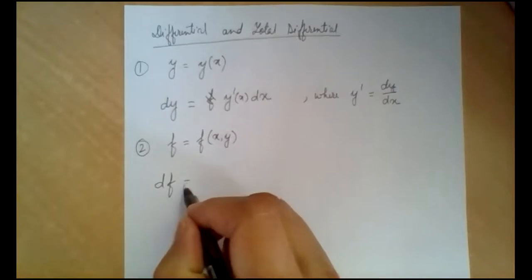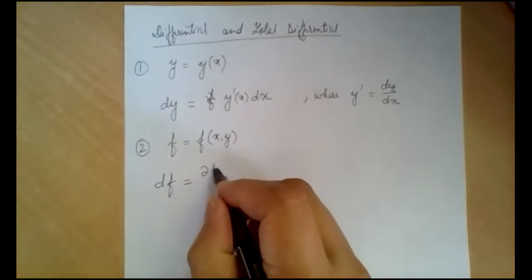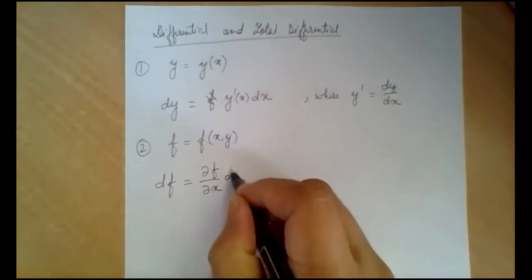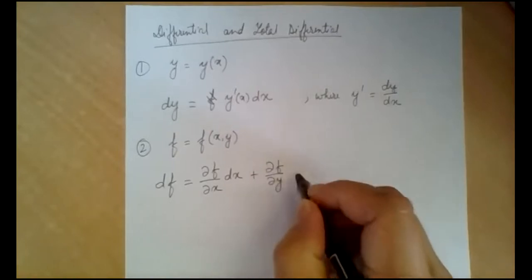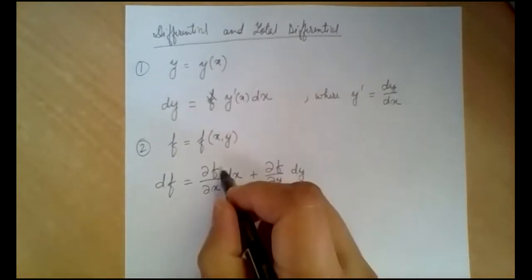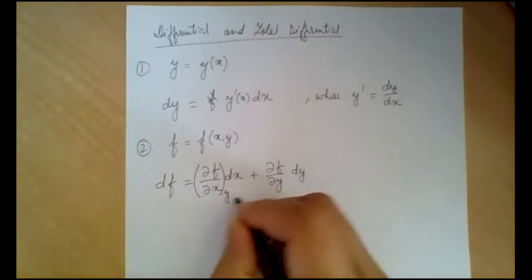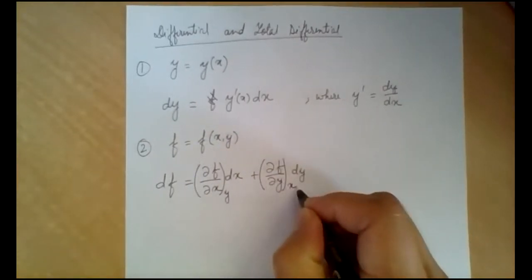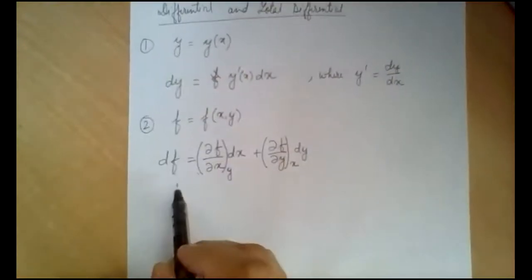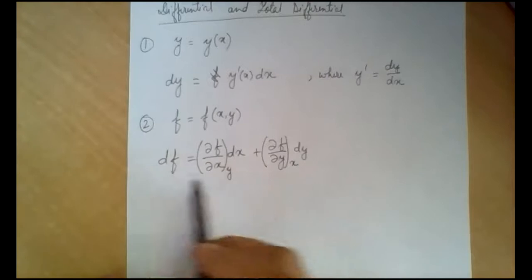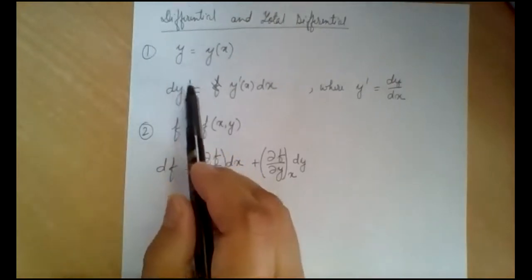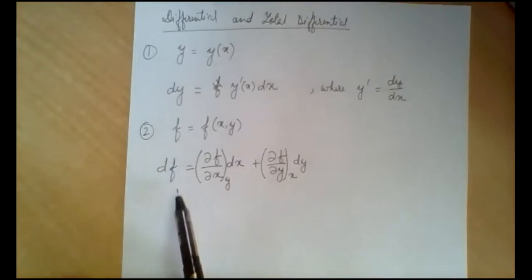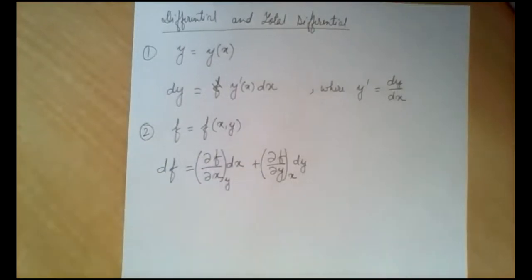So this is equal to del f by del x times dx plus del f by del y times dy. Del f by del x is calculated at constant y, and del f by del y is calculated at constant variable x. This is called the total differential of the function f. From the one-dimensional differential idea, we can extend that idea to a function of many variables.